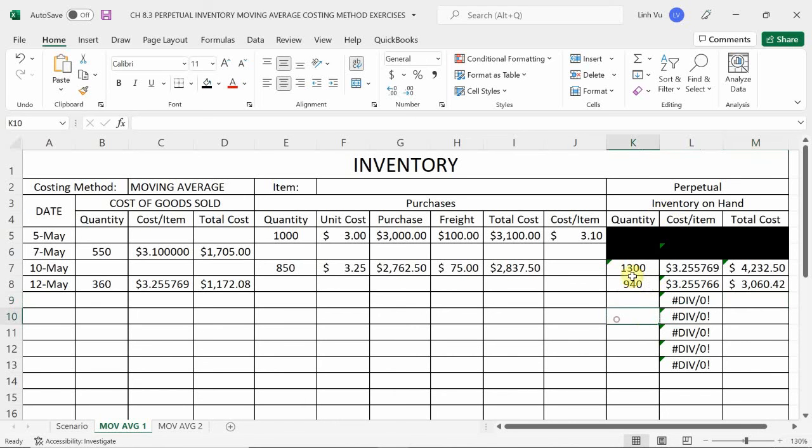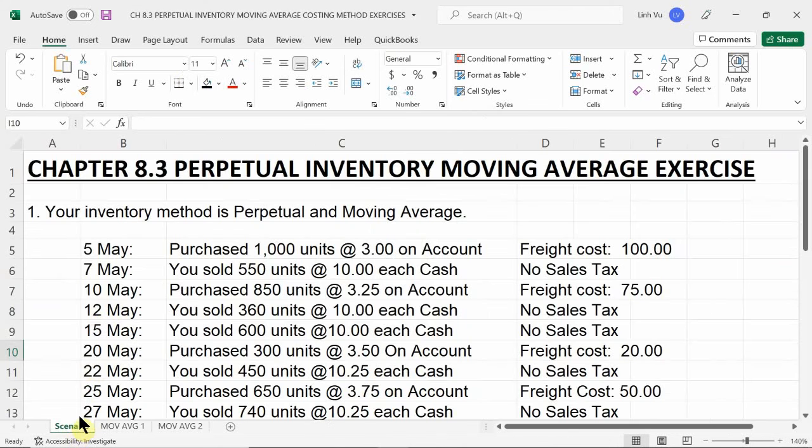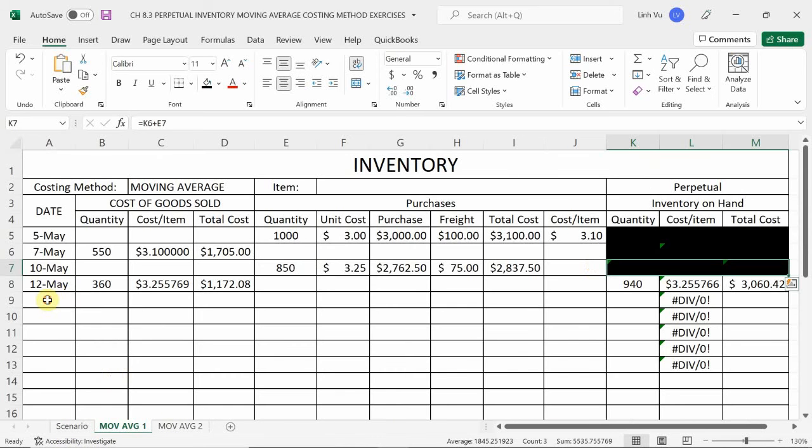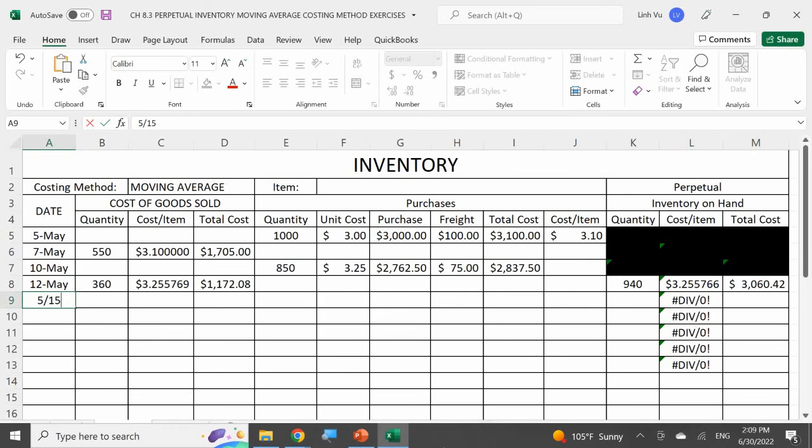Now that I have this, right now I have available 940 units. Okay, so let's see what happened next. It is now May 15, and you sold 600 units at $10 each. So 600 is your number here. We sold 600 units on May 15.